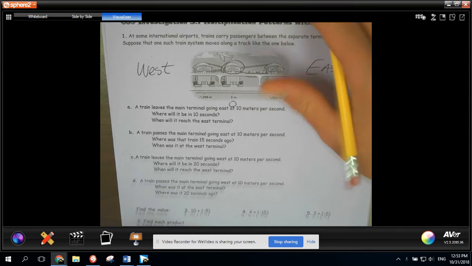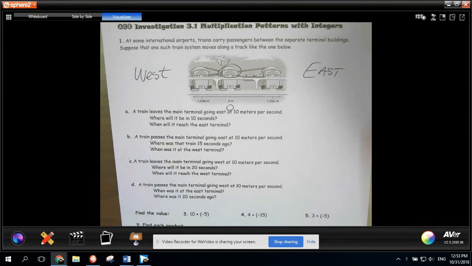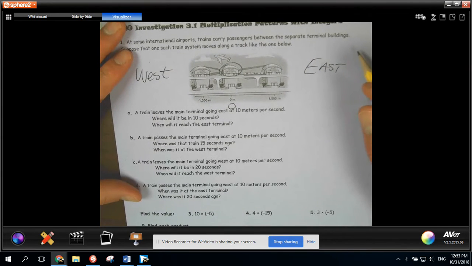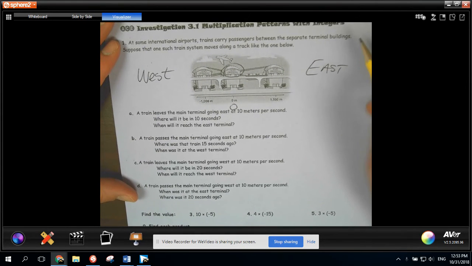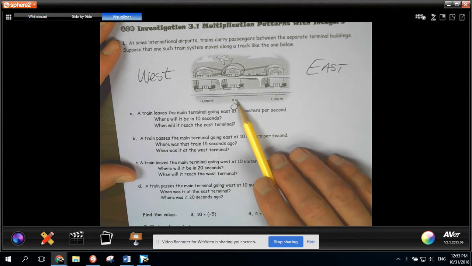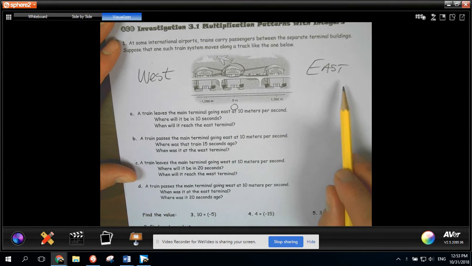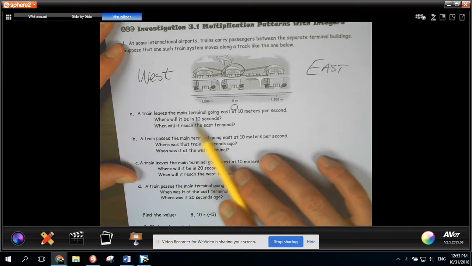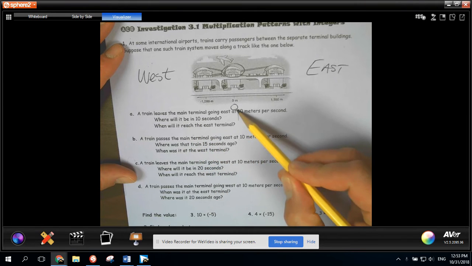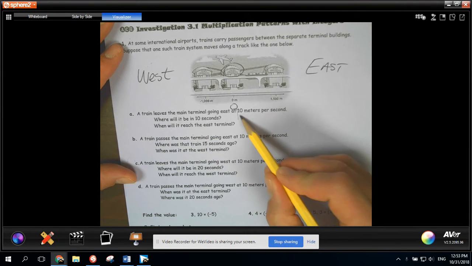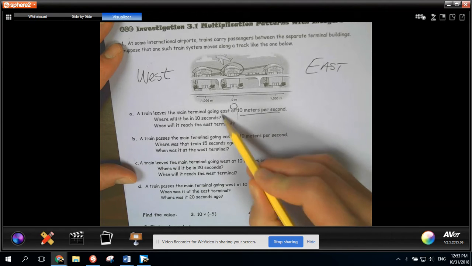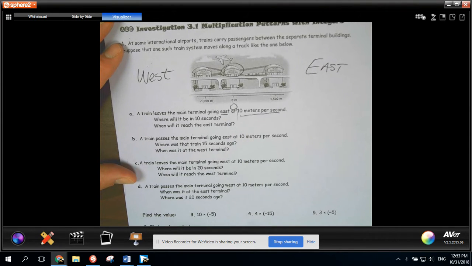All right, guys, we are going to take a look at some of our homework problems. And just the first part here, talking about the train going back and forth between the terminals. So part A says a train leaves the main terminal, so that's right here at 0, going 10 meters per second, traveling east, 10 meters per second.